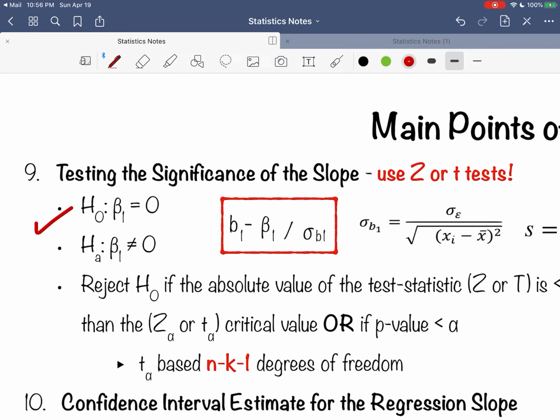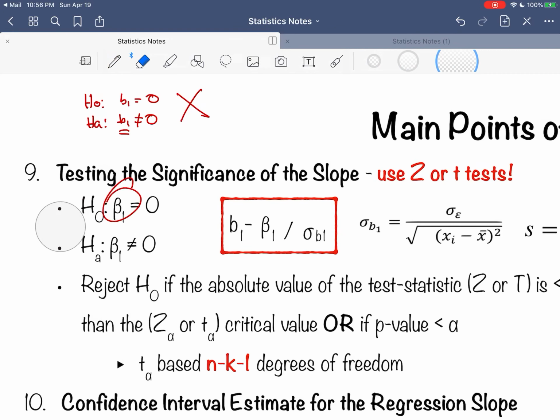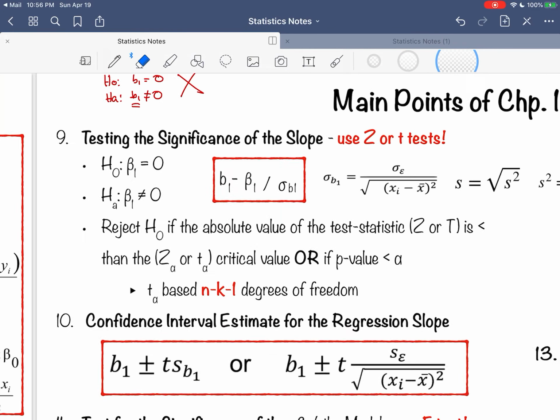Step 1 is always to write the hypothesis, and you always test for the population parameter. So this is a side note, just in case this happens on the exam. This could be a trick question. If one of the options was this, it is incorrect. So we never test for the sample or point estimate. We always look at the population parameter, which is written in capital Greek letters, big beta. So step 1 is your hypothesis.